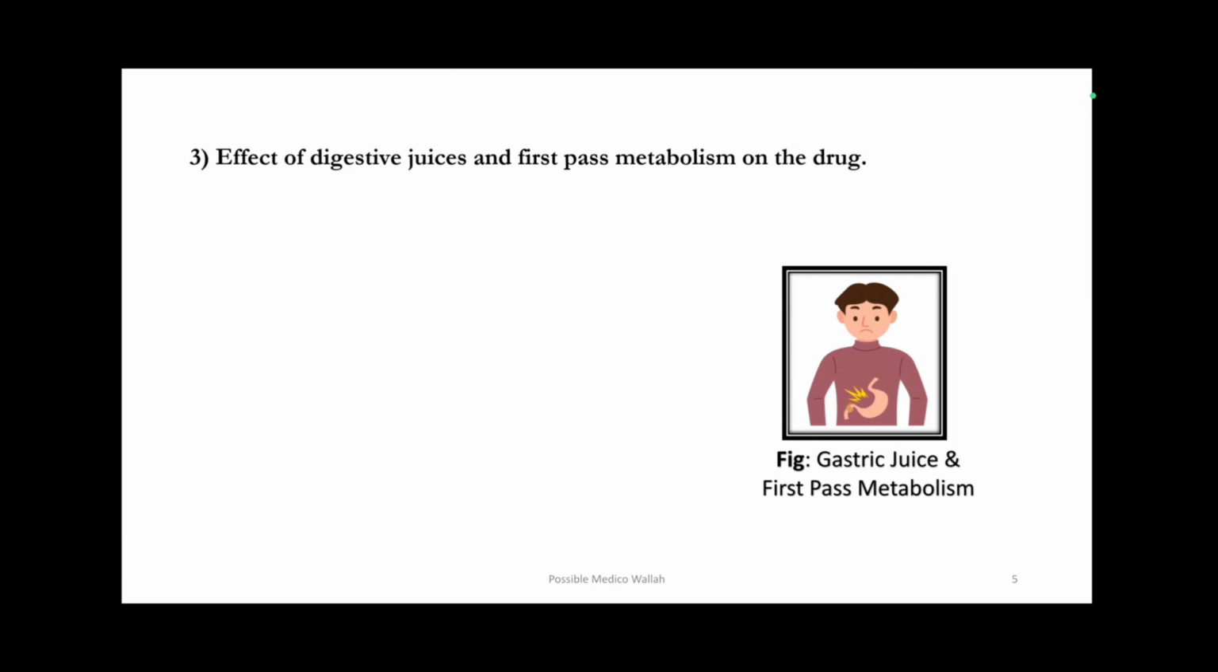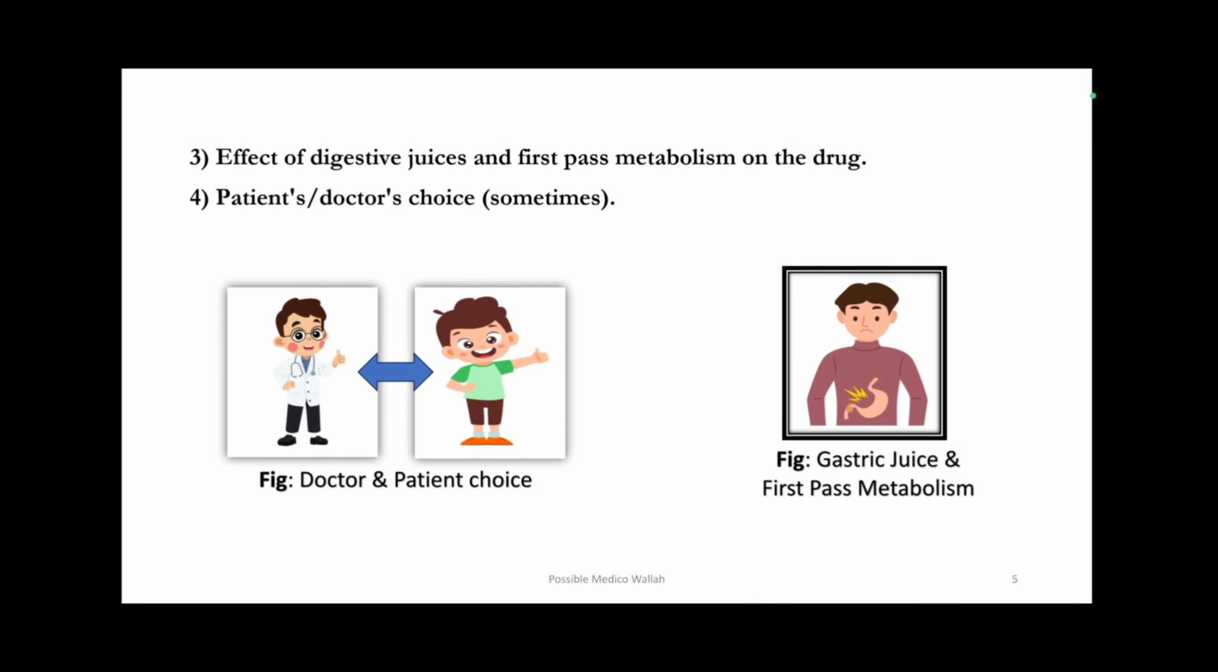Third factor is the effect of digestive juice and fast metabolism on the drug. Gastric juice can significantly impair the oral route of administration by affecting the solubility and stability of a drug due to its acidic pH, potentially reducing the amount of drug absorbed into the bloodstream, especially for drugs that are sensitive to acidity. Therefore, some medication may need to be administered by a different route if they are significantly affected by gastric juice. Fourth factor is patient and doctor choice. Sometimes the route of administration of the drug depends upon the patient and doctor choice.